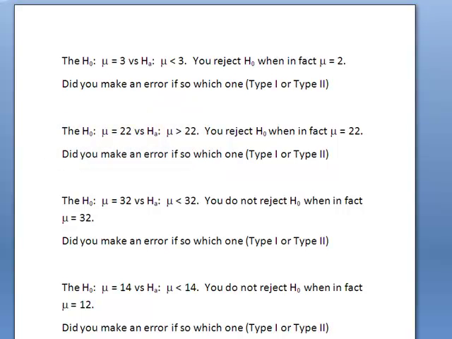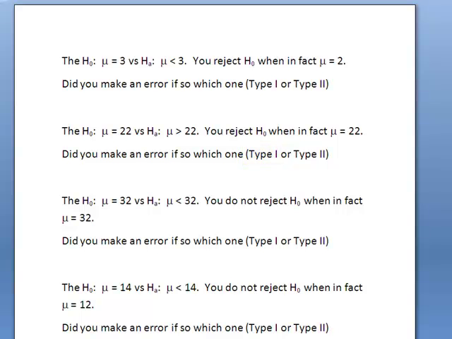If the mean is 22, and our alternative says that the mean is greater than 22, we rejected H naught, when in fact the mean was 22. Did we make an error, and if so, which one was it? Well, the mean was 22, yet we rejected it. We said that it wasn't. We said that the null was false. So we did make an error, and we made a type 1 error.